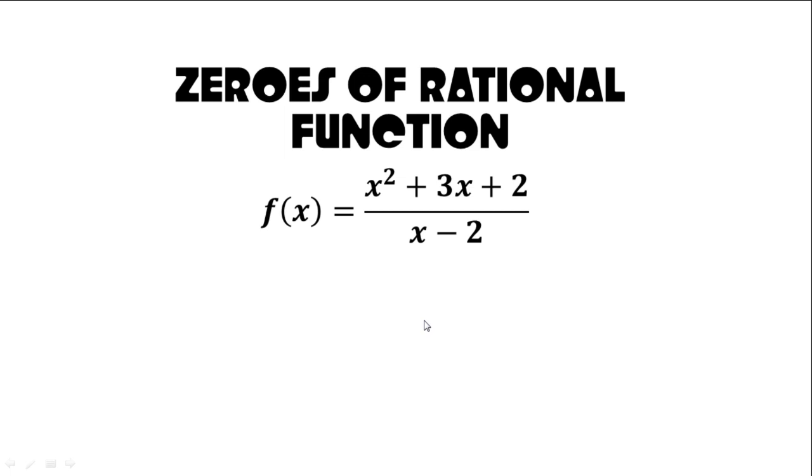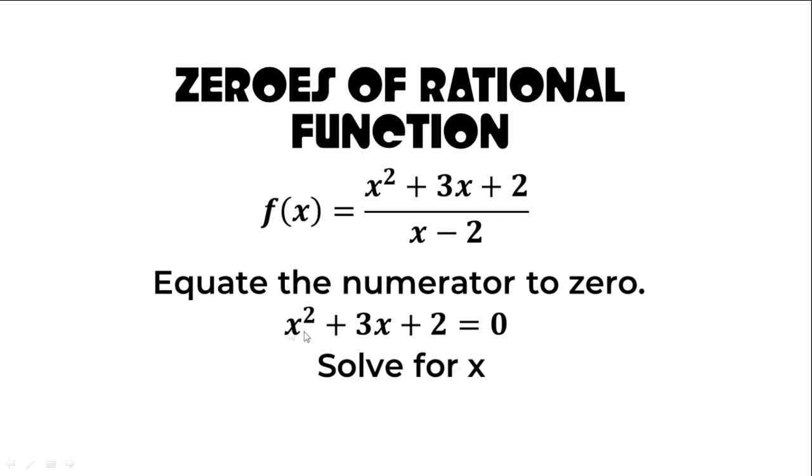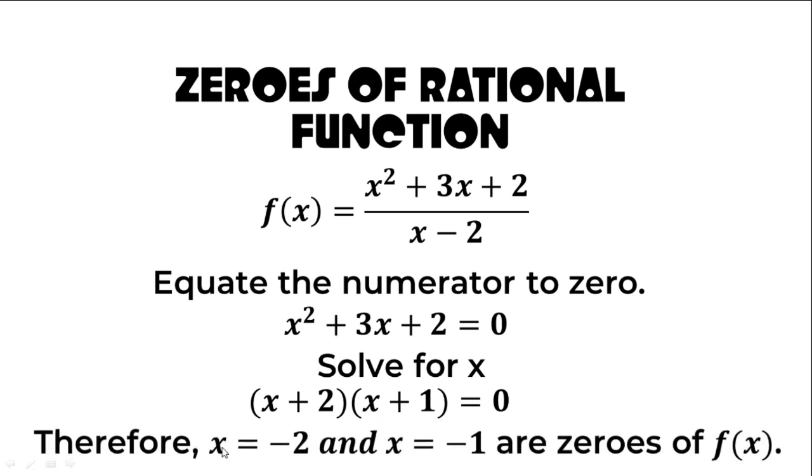Next example is f of x is equal to x squared plus 3x plus 2 all over x minus 2. So ang numerator natin ay x squared plus 3x plus 2. And we are going to equate it to 0. So magiging siyang x squared plus 3x plus 2 is equal to 0. And we're going to solve for x. So para ma-solve ito, i-factor lang natin ito. And the factor of this polynomial is x plus 2 times x plus 1. And therefore, x is equal to negative 2 and x is equal to negative 1 are zeros of f of x. So dalawa yung zeros niya, negative 2 and negative 1. Unlike kanina, na isa lang.